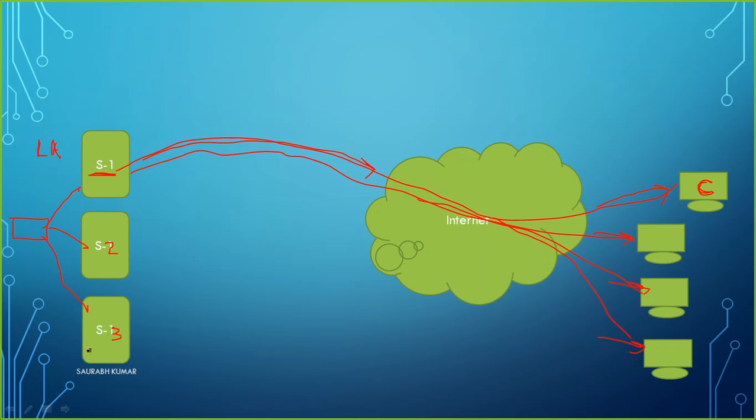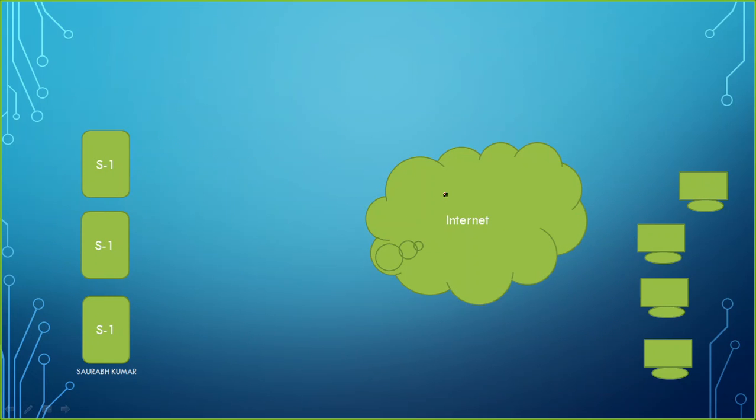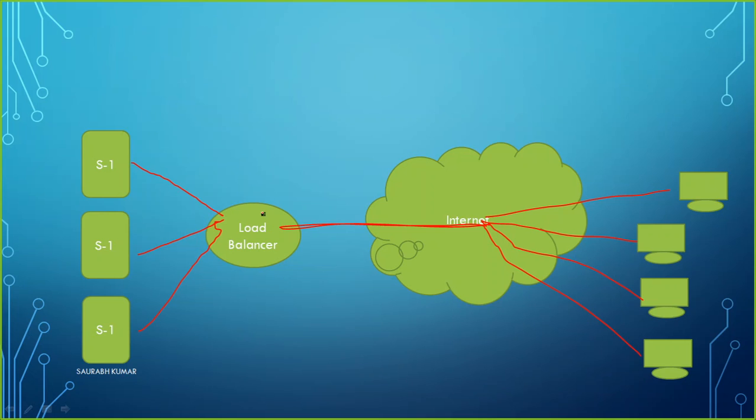So to solve this problem, now we need a load balancer. So let me remove all the ink from here. Now we are going to look at the option as a solution, that we are going to put a load balancer here. Now what is going to happen is that all of these machines are going to be connected with this load balancer, and any request coming from any customer will reach the load balancer, and the load balancer is going to automatically distribute that load.